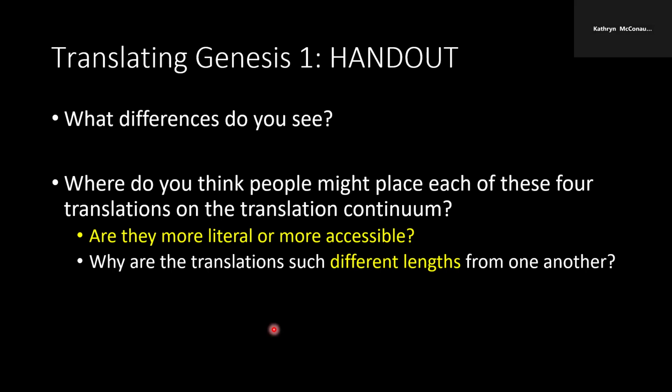As you do this, I want you to think about what kinds of differences you're seeing in the translations. Where do you think these translations would fall on the continuum from so wooden it's not even accessible at all to so accessible that it's completely jettisoned the original text? Think about where these translations are.